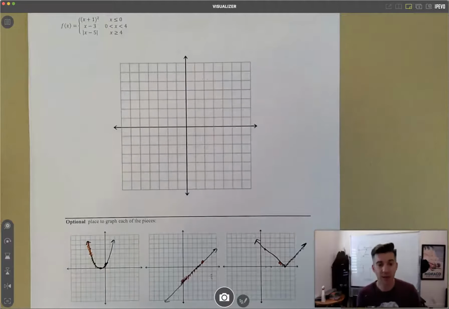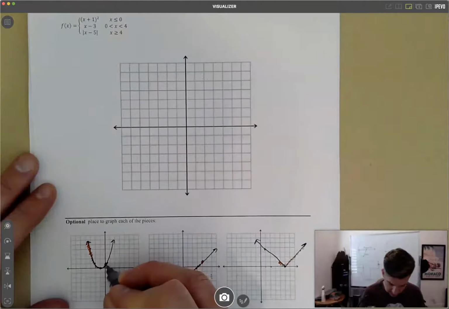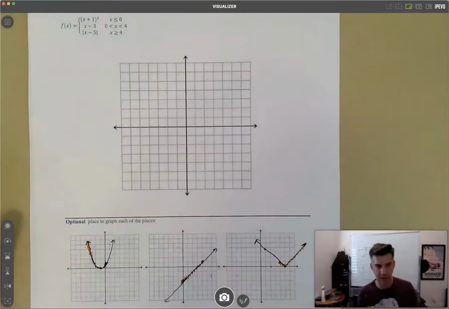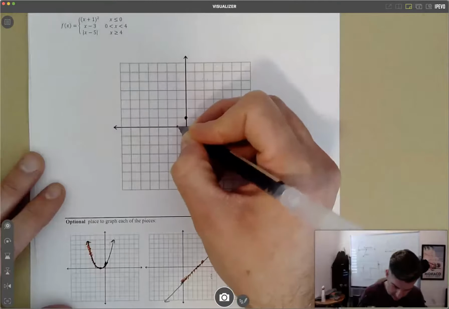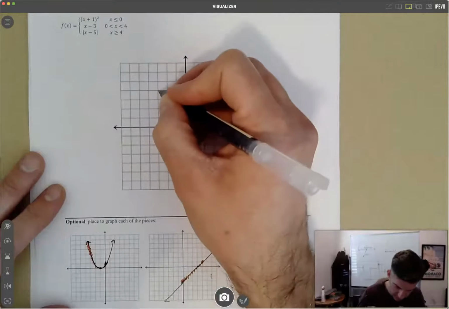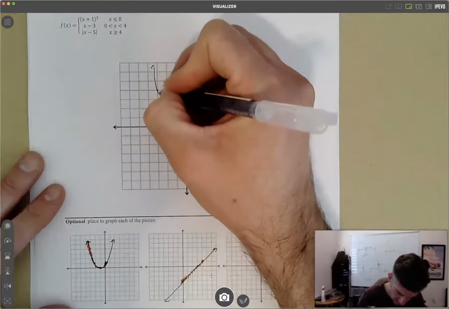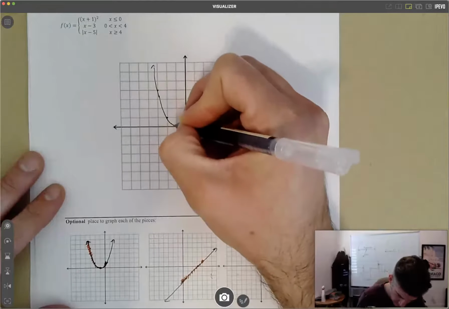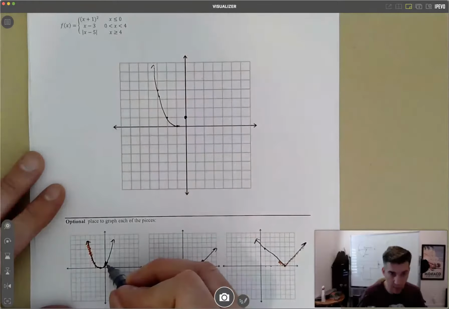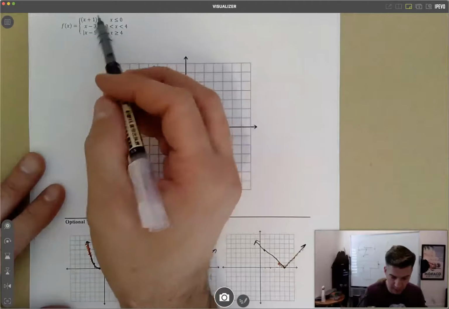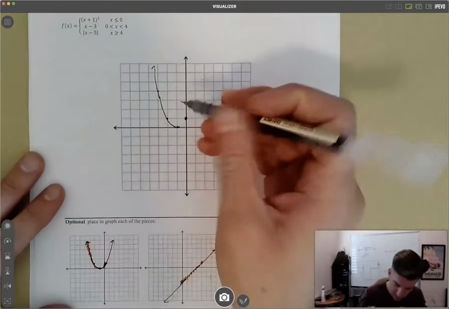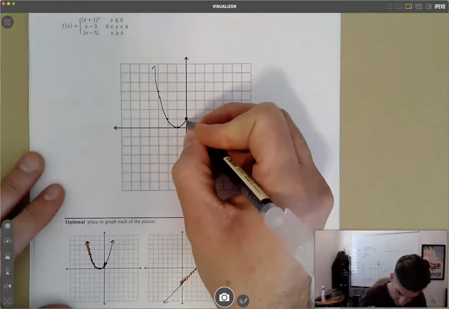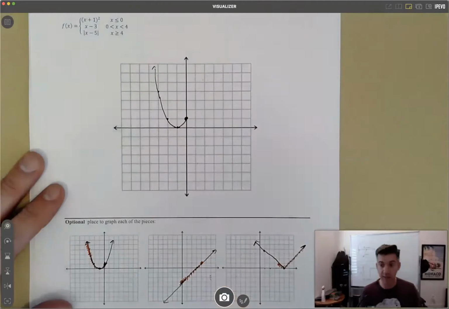So we definitely want to include the breakpoints. So this 0, 1 is important, in addition to being an intercept. So I know I want that point there, and then I want everything to the left like this. So it looks like that. And I'm going to include that point because I want the parabola when x is less than or equal to 0. So when x is 0, I'm going to get y equal to 1. So that point's filled in.